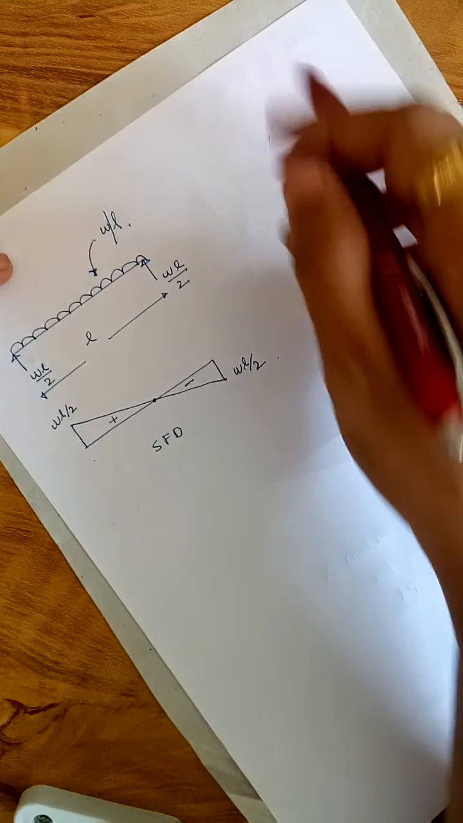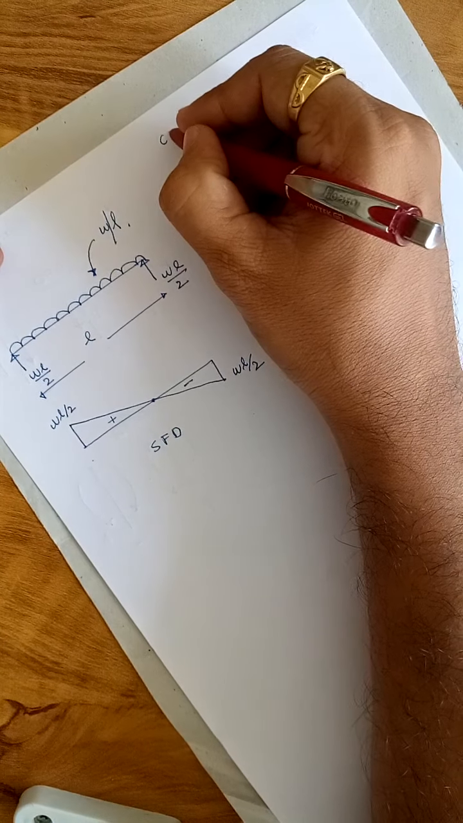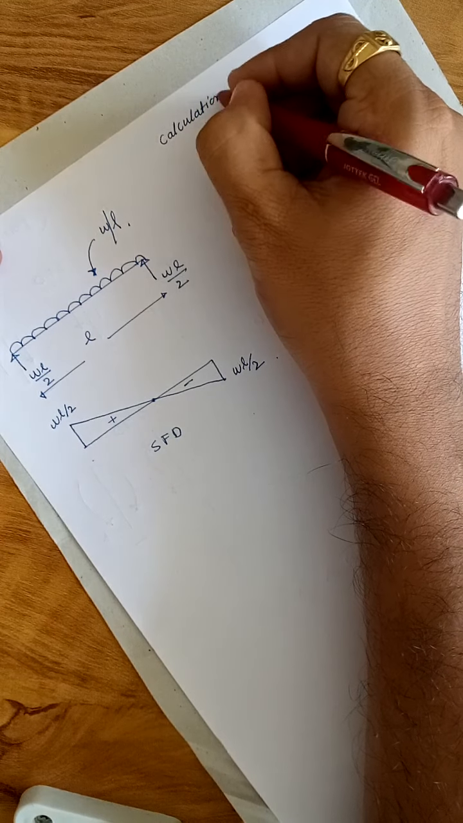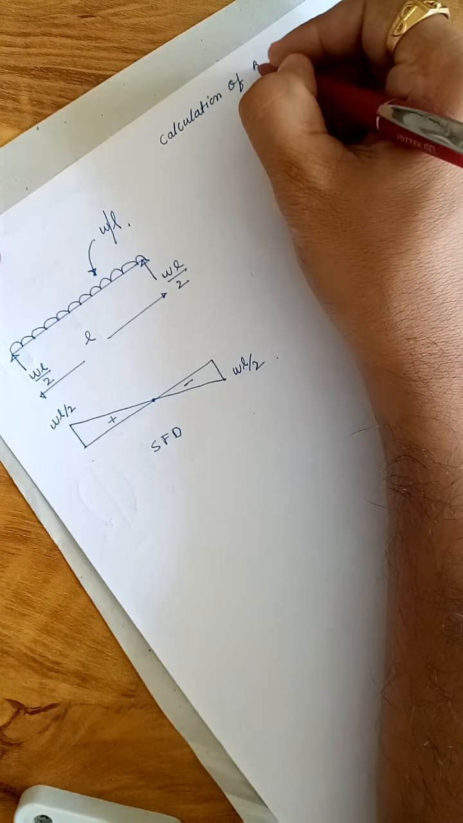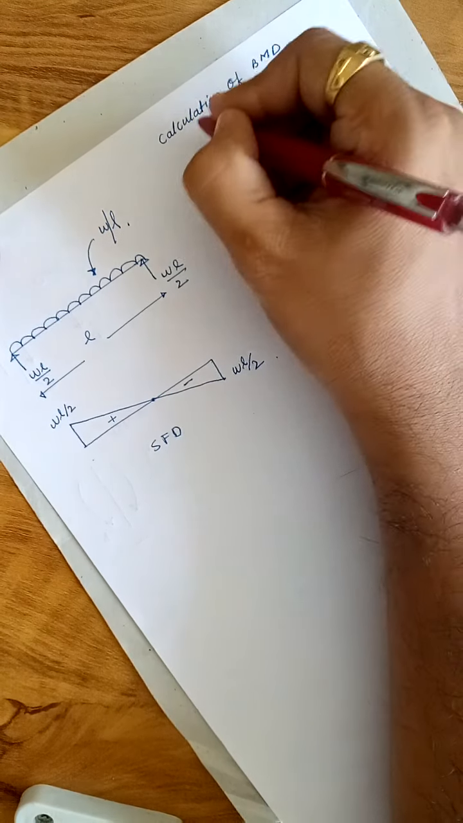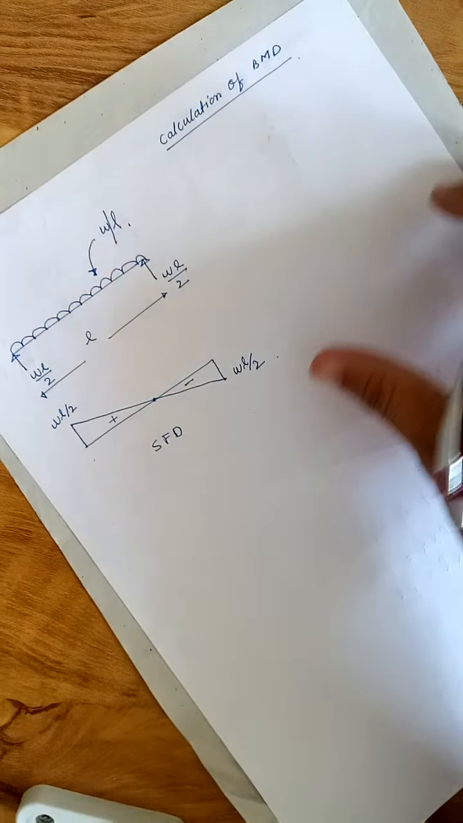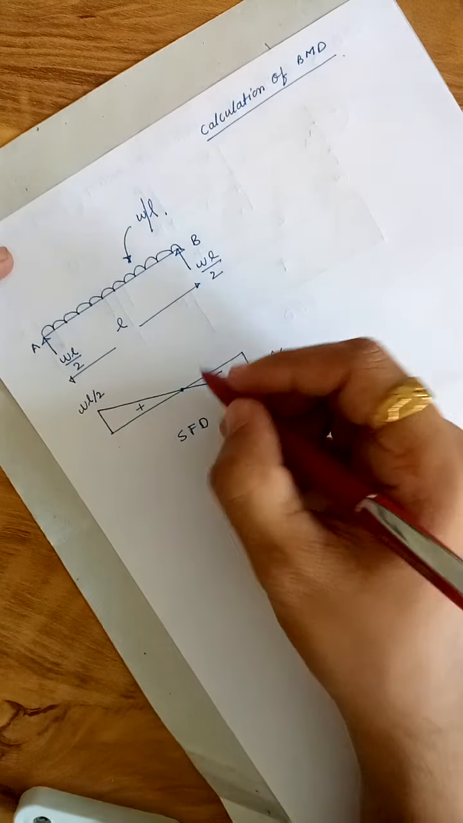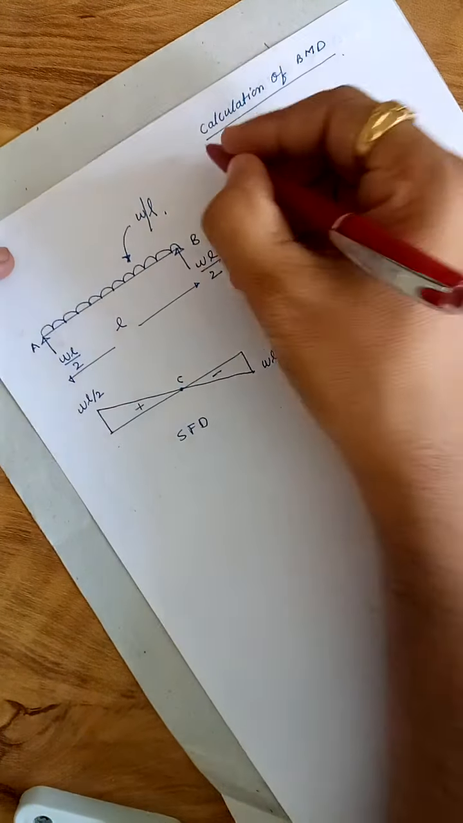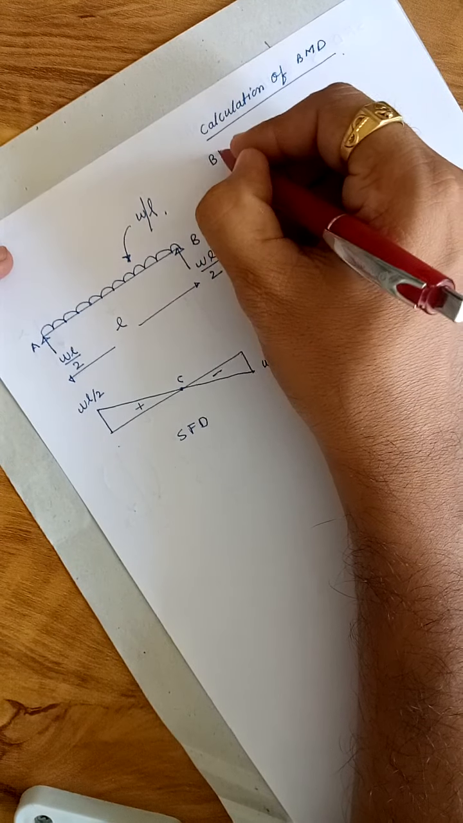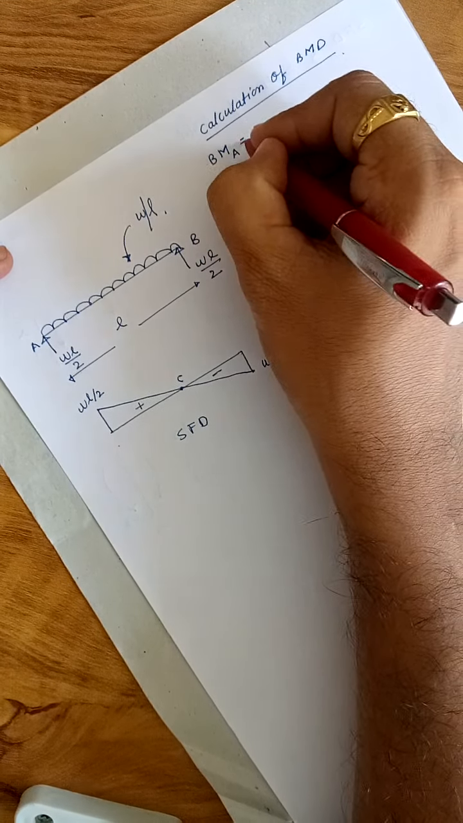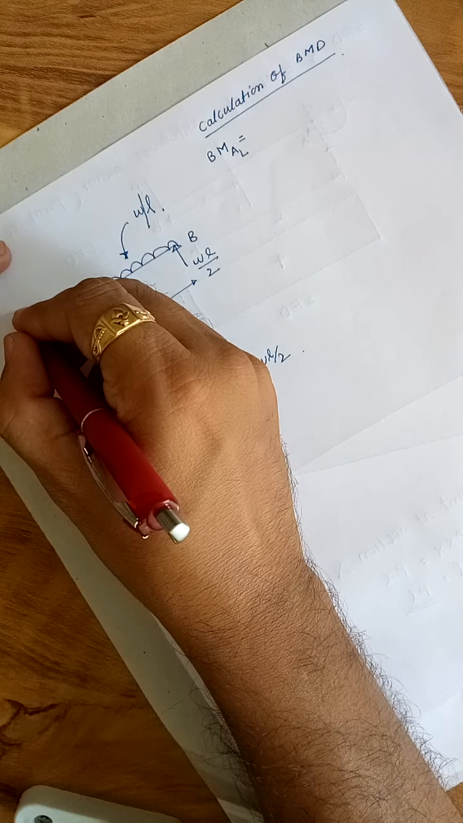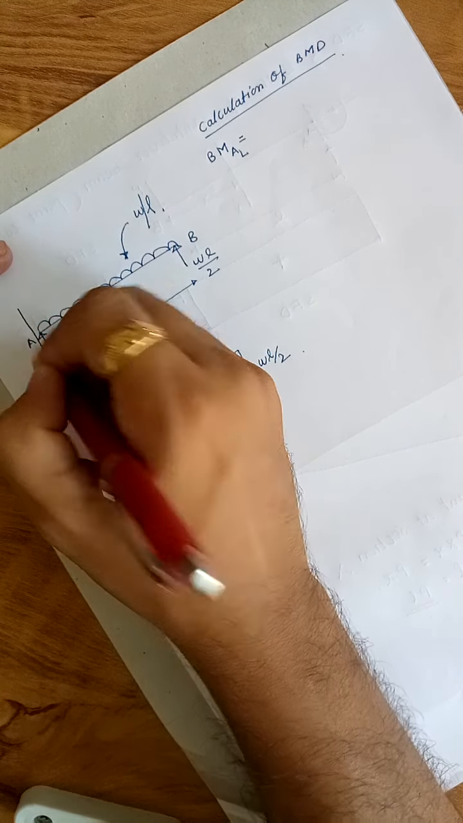So calculation of the bending moment diagram, how to go with this calculation. So this is point A, this is point B, and consider this point as C. Okay, bending moment at A left, this is the A point. I have taken the section like this.